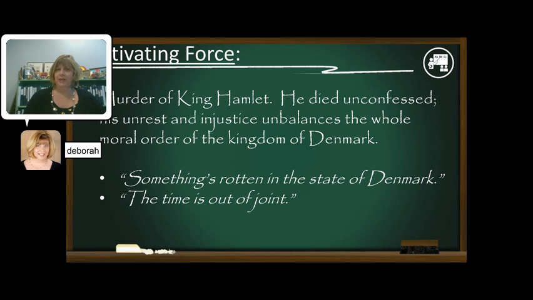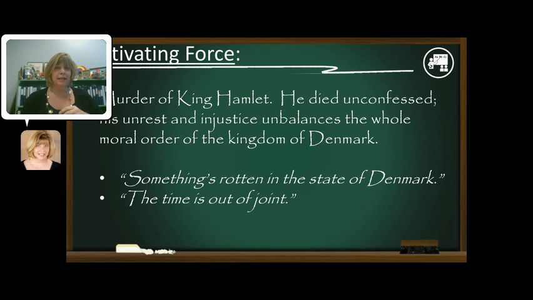Now, the first death that occurs in the play is the murder of King Hamlet. Even though this happens before the play begins, it is the inciting incident that takes the whole play and launches all of the action of the play. So we know that King Hamlet died unconfessed because he was asleep, so he didn't have a chance to confess his sins. So when he died, he was not in a state of grace.